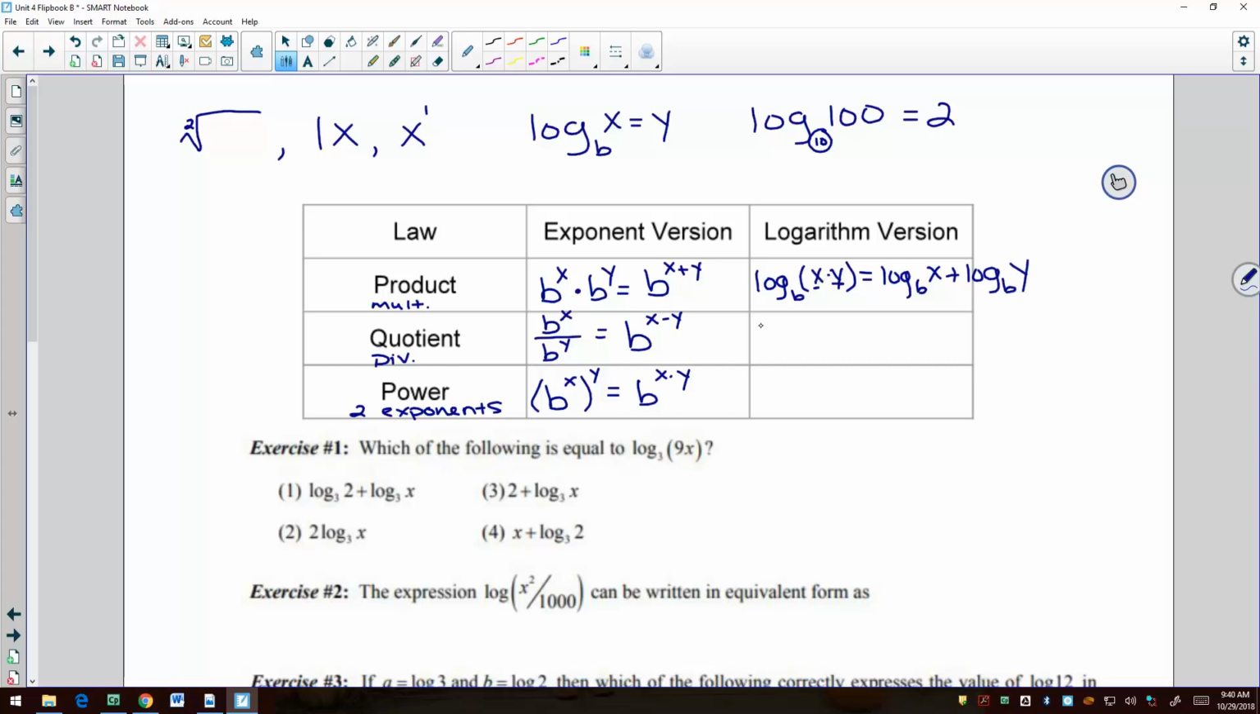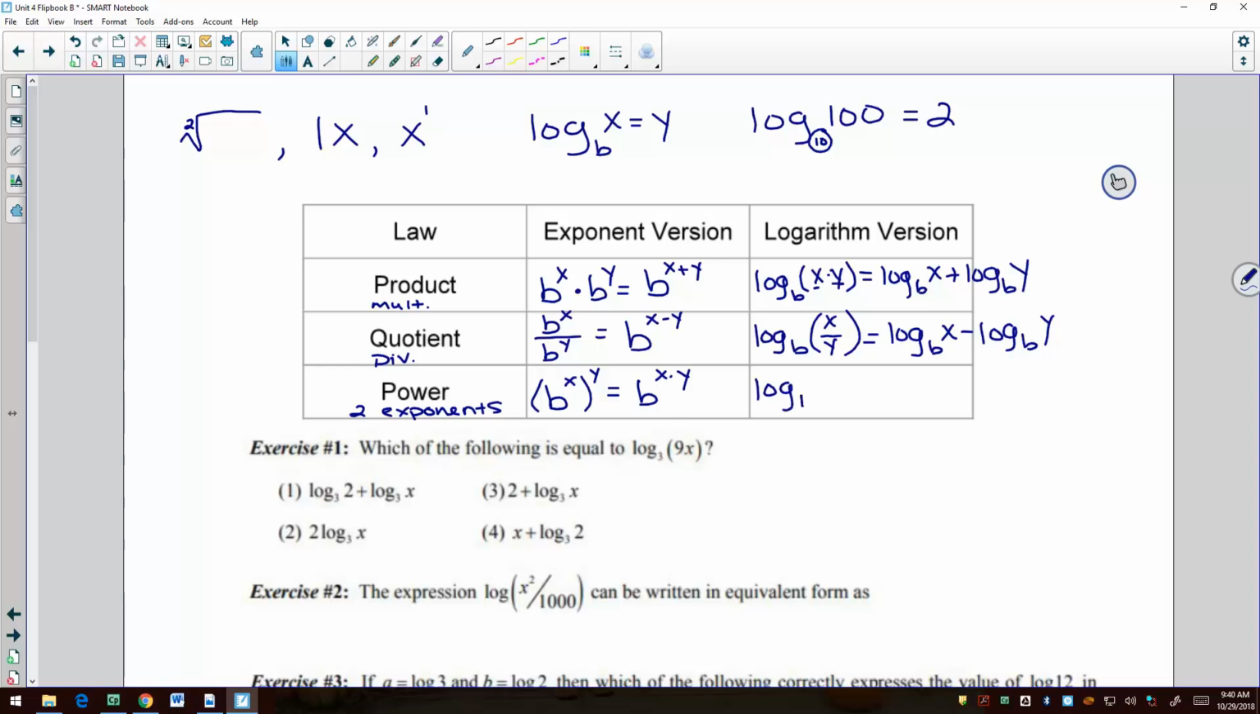Same thing for division. If you had some log base b of x divided by y, you can split that up into 2 logs using subtraction. So that's log base b of x minus log base b of y. And then here, this is a little different. You're not going to split it up into 2 logs, but you are going to have something like this.